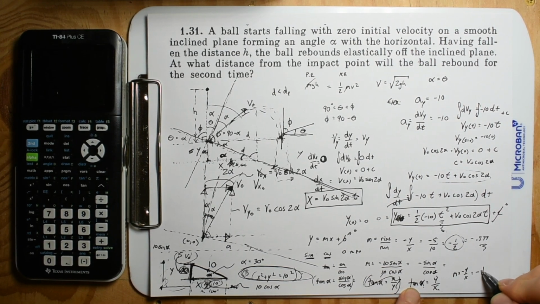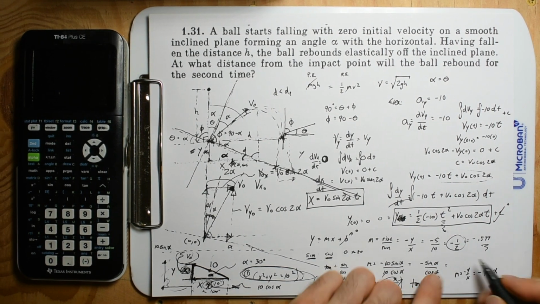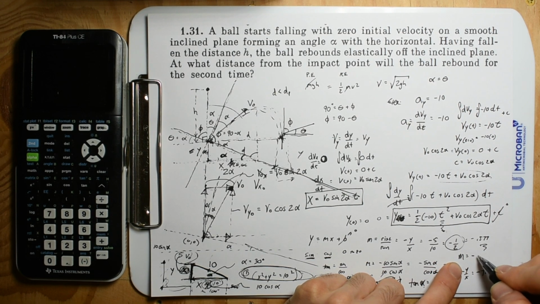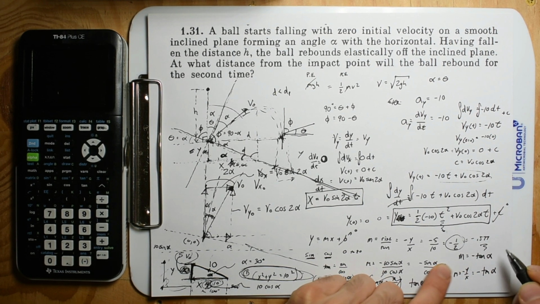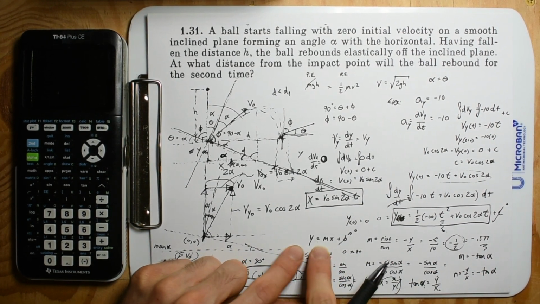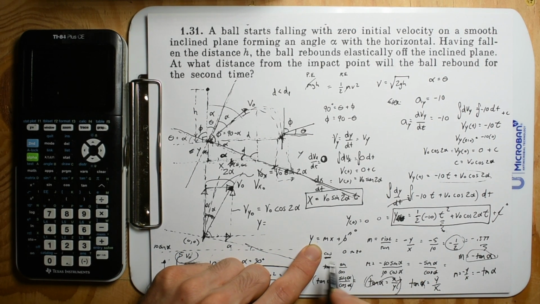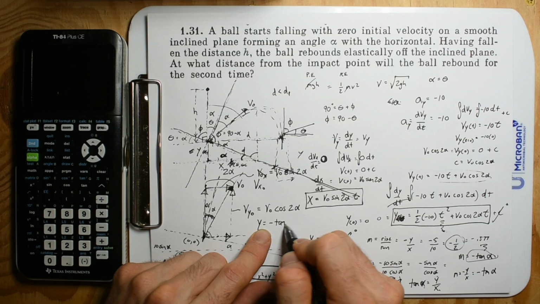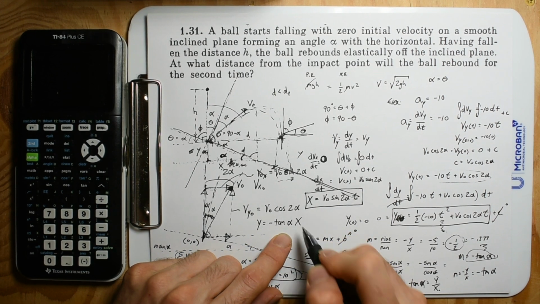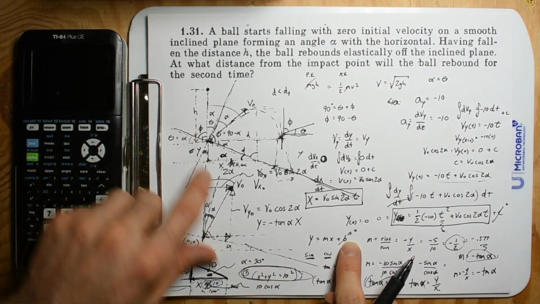So my slope is negative tangent alpha. There you go, I'll write it again. Slope is negative tangent alpha. And now I have an equation for my line that says y is equal to the slope, just found it, negative tangent alpha times x. And then my b term is 0 because we're going through the origin.